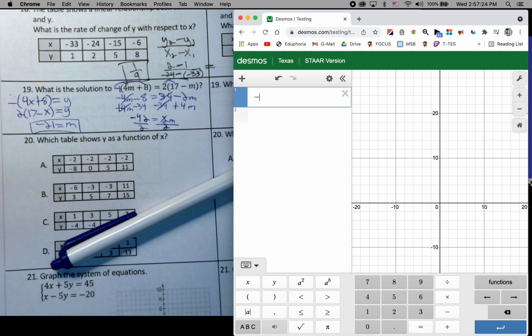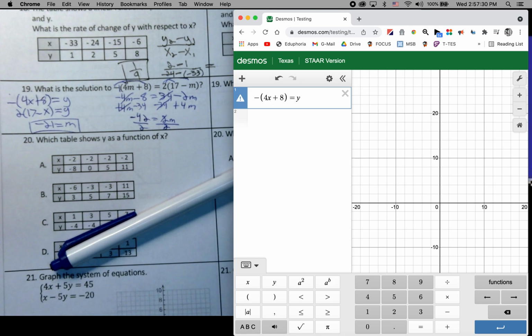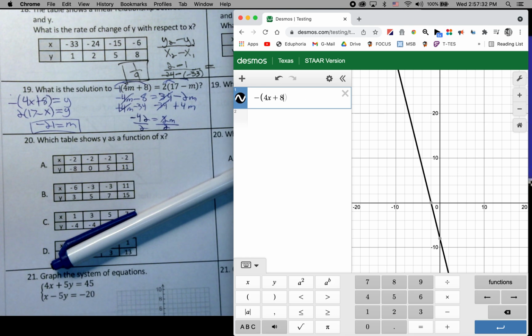So I'll say negative parenthesis 4x plus 8, close parenthesis, equals y. Oh, it doesn't like it; I have to put y equals first. Sorry. There we go. All right, and then I'll do y equals 2 parenthesis, what do I got? 17 minus x, close parenthesis.